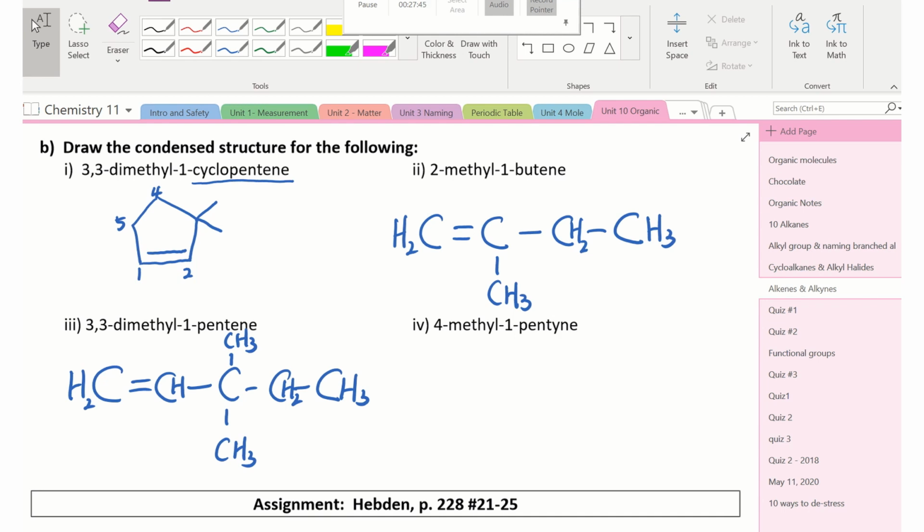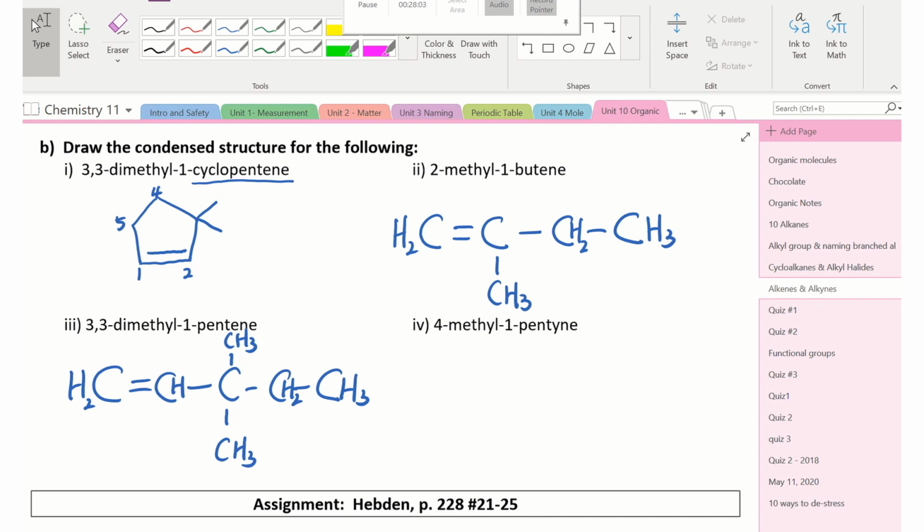Okay, so that's how the next two look. I always like to do it from left to right, so my double bond is on the left-hand side. But if you wish, you can always start from right to left as well, and your chain will be going from left to right, 1 to 5. It's your own preference.